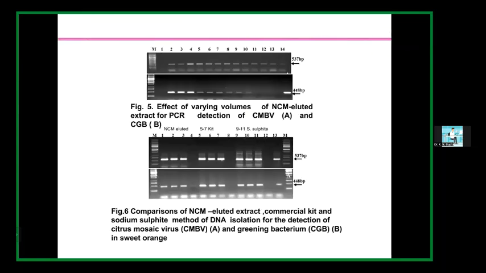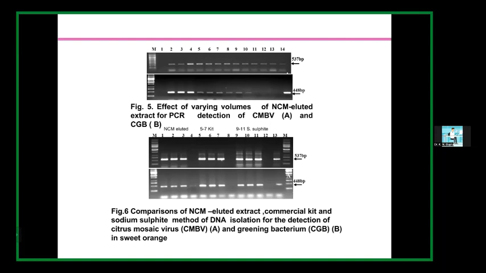The eluting volume is also a factor in this technology. This shows the effect of eluting volume of nitrocellulose membrane eluted extract for PCR. Lanes 1 to 3 each take 20 microliters, then lanes 4 to 6 take 15, then lanes 7 to 9 take 10, and lanes 10 to 12 take 5 microliters. This is a comparative analysis of which concentration is good for PCR.